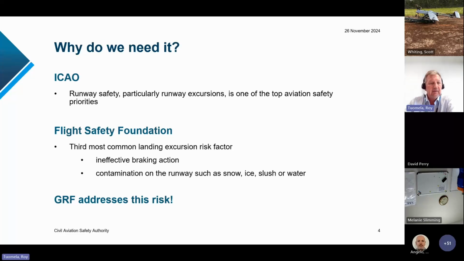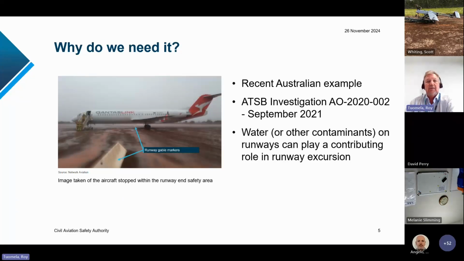Okay. So this is a recent Australian example of the impacts of water on a runway. This isn't to say that the water was the only factor, but it was a contributing factor. I can see one question in the chat is that it's only for sealed runways. It's not for gravel runways or grass runways, etc. So the water was a contributing factor.